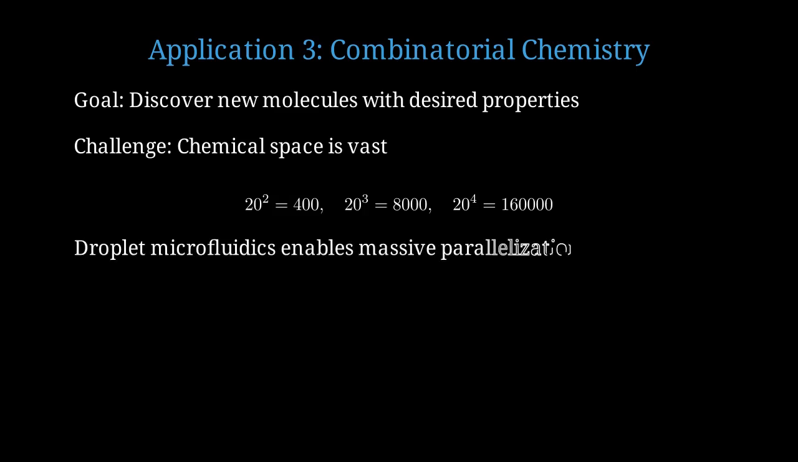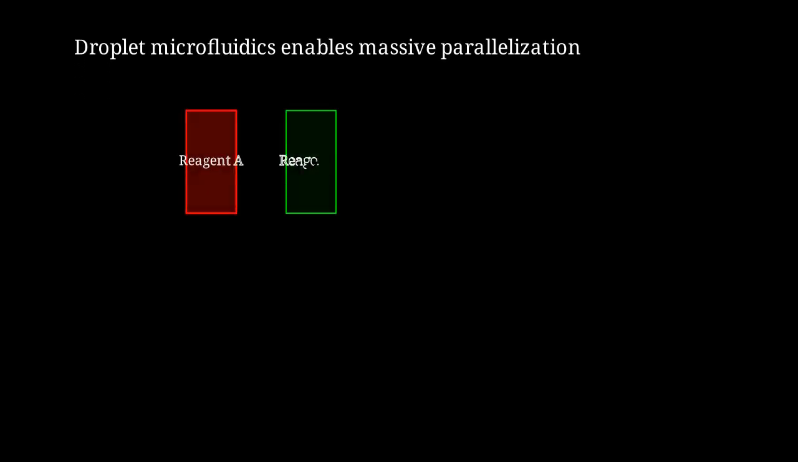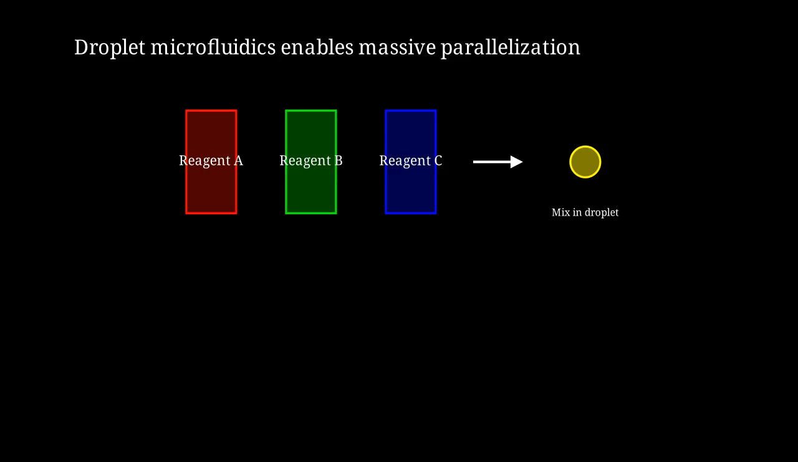Droplet microfluidics enables you to explore this vast chemical space by running thousands or millions of reactions in parallel. Each droplet contains a unique combination of reagents. You can inject different reagents into the microfluidic channels and merge them together in droplets in precisely controlled ratios. This gives you exquisite control over reaction stoichiometry.